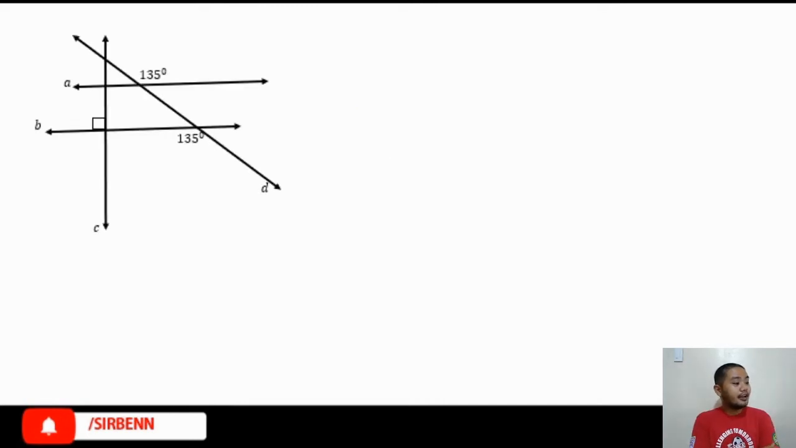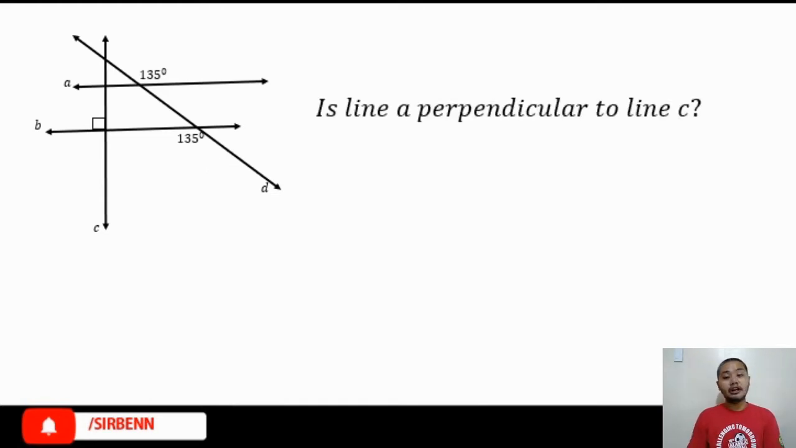Ayan, so may figure tayo. Line A, line B, line C sinakatayo, line D ito. Tapos right angle ito, and then yung measurement na to is 135 degrees. Same thing dito. Ang tanong ngayon dito sa figure na to, is line A perpendicular to line C?